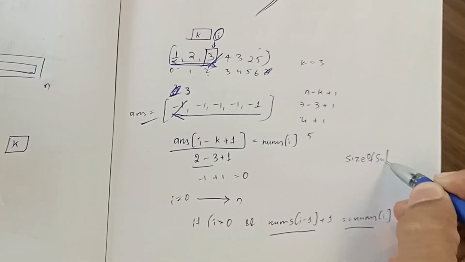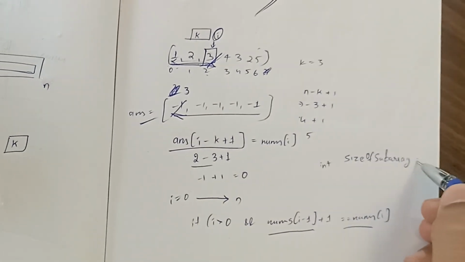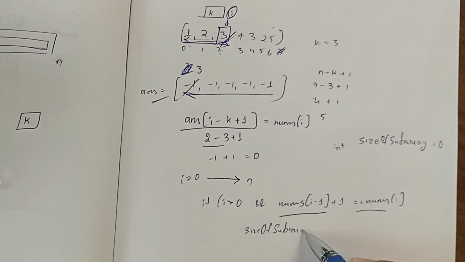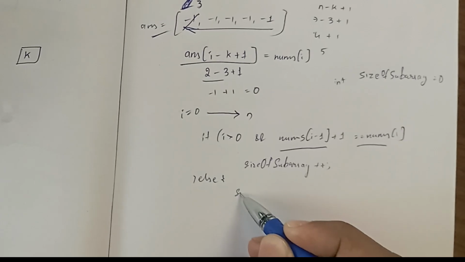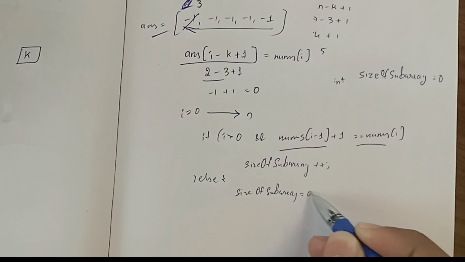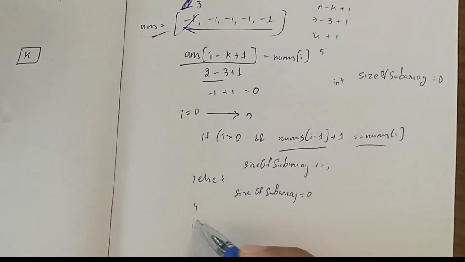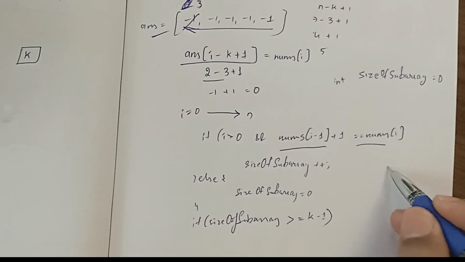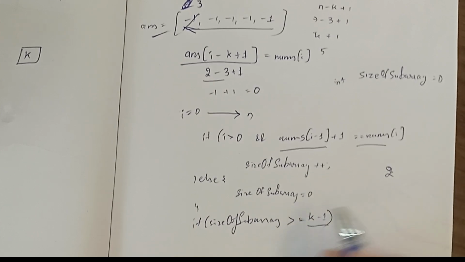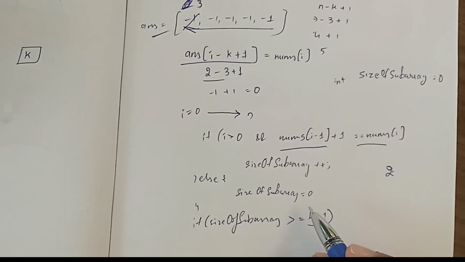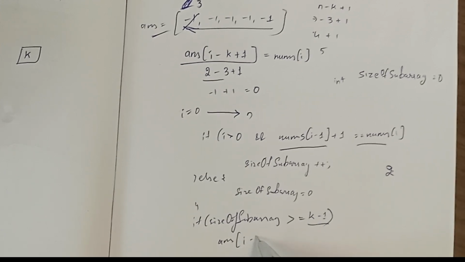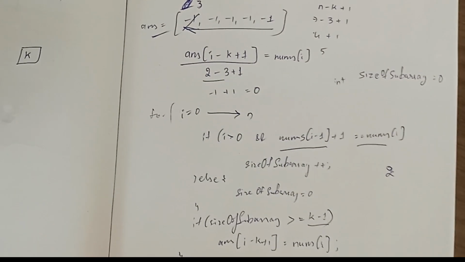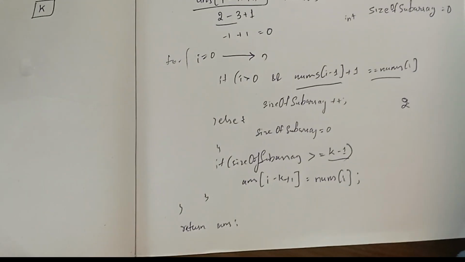We initialize the size of subarray, an int, equal to 0. If we have a consecutive element, we increase the size of subarray. Otherwise we reset the size of subarray to 0. Then if the size of subarray is greater than or equal to k minus 1, that is 2, make answer of i minus k plus 1 equal to nums of i. Then we return our answer. You can check the code in my description. Thank you.